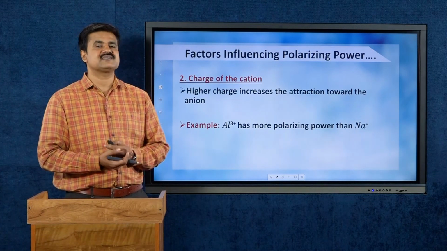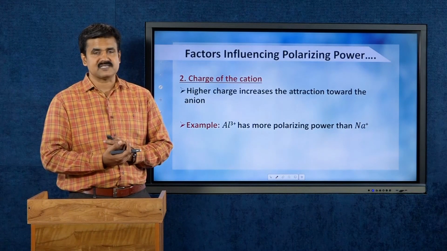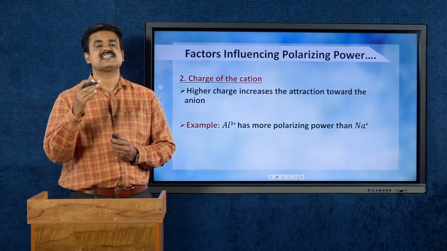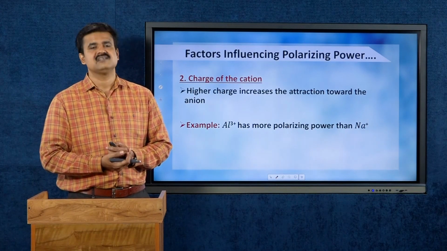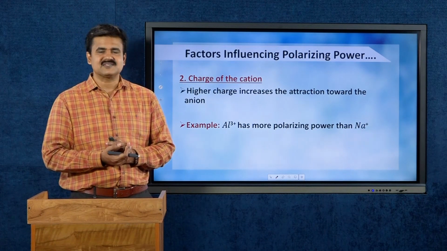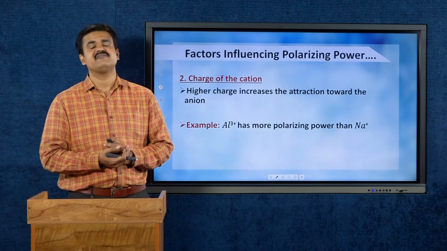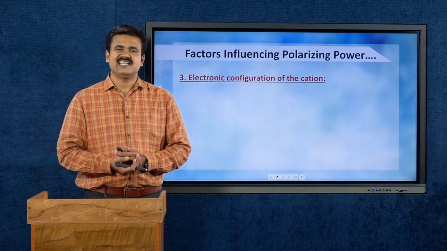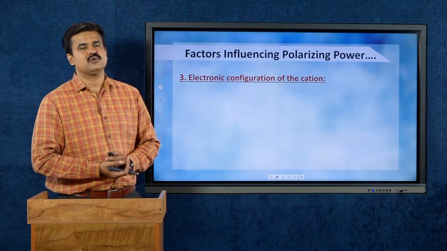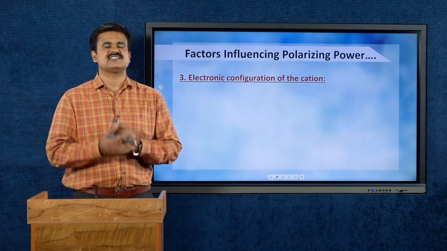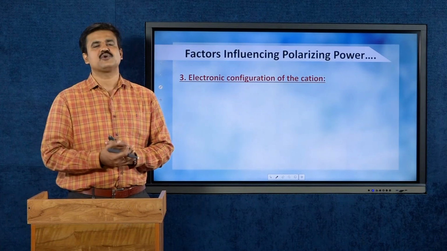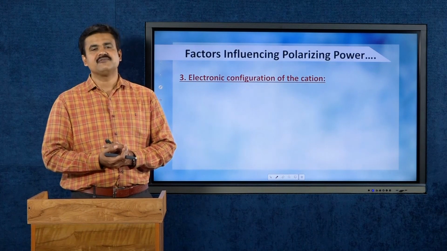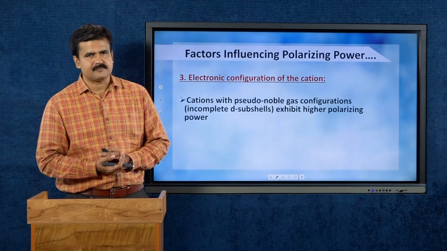Here aluminum 3+ is associated with a high charge of 3+, and in the case of Na+ there is only a unit positive charge. So, Al3+ is associated with high polarizing power when compared with Na+. The next factor is the electronic configuration of the cation. Now, the question arises: how does the electronic configuration of the cation influence its polarizing power?